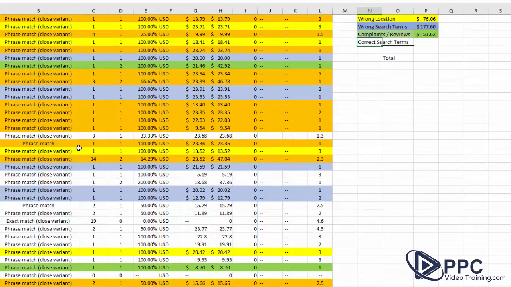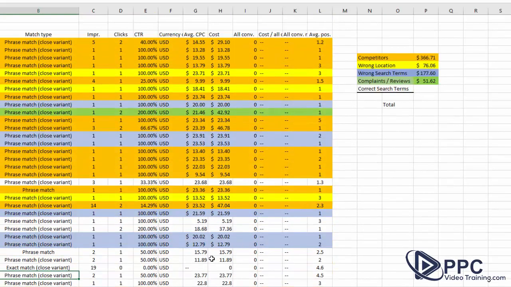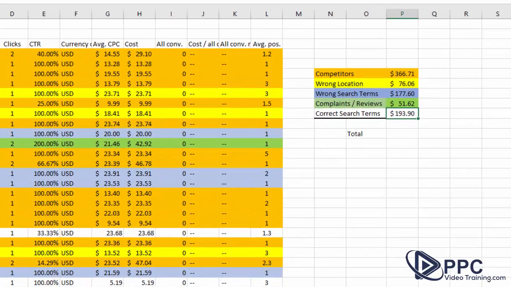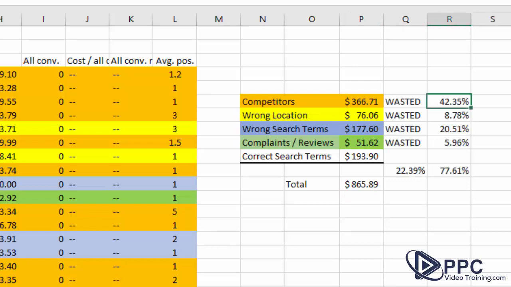Now the correct search terms are the ones here in white. These are the ones where people did a search and our ads showed up just like they should. They were legitimate searches and they were bringing traffic in. And those ended up costing $193.90. The total ad spend for this budget for the month, $865.89. And as you can see here, 42% of the wasted ad spend went to competitors, almost 9% to wrong locations, 20% to wrong search terms, and 6% to complaints or reviews. Only 22%, or $193, of this total was actually legitimate ad spend.